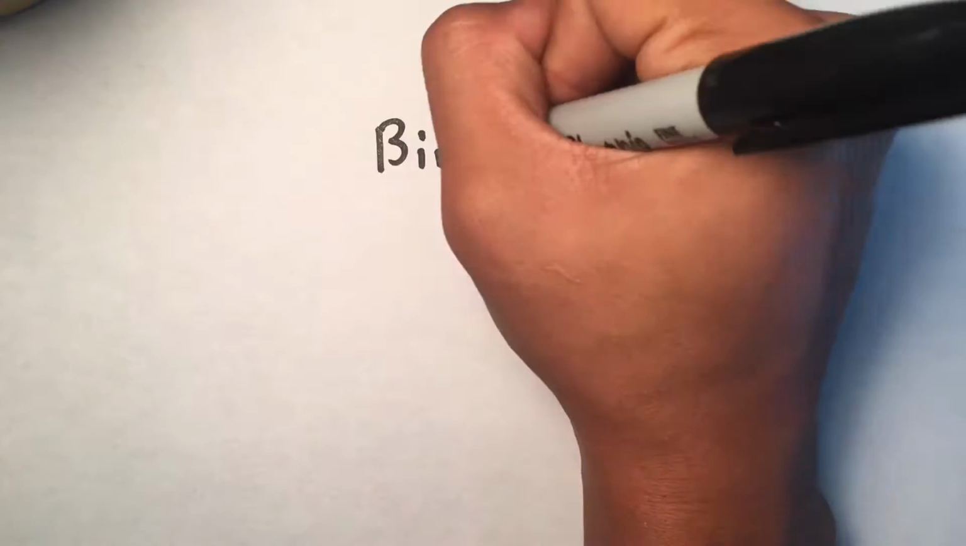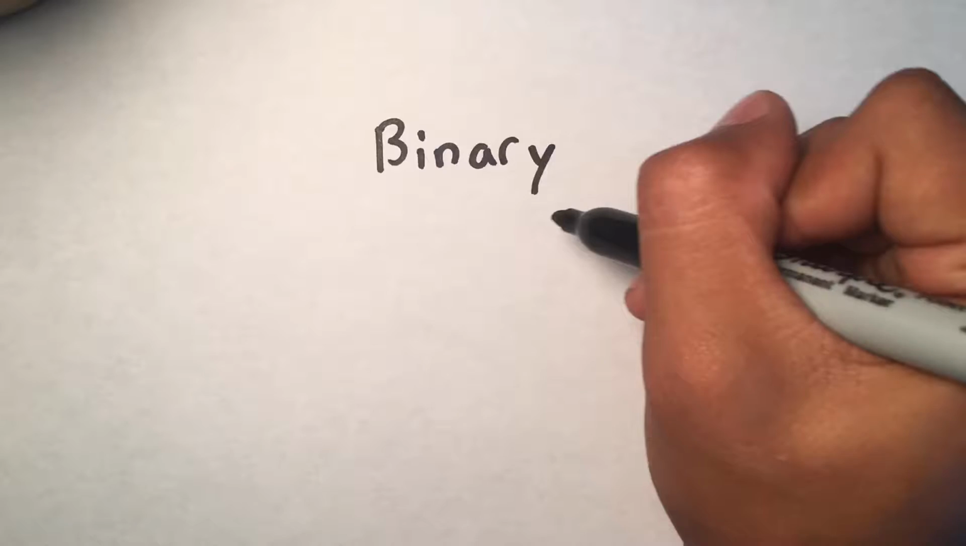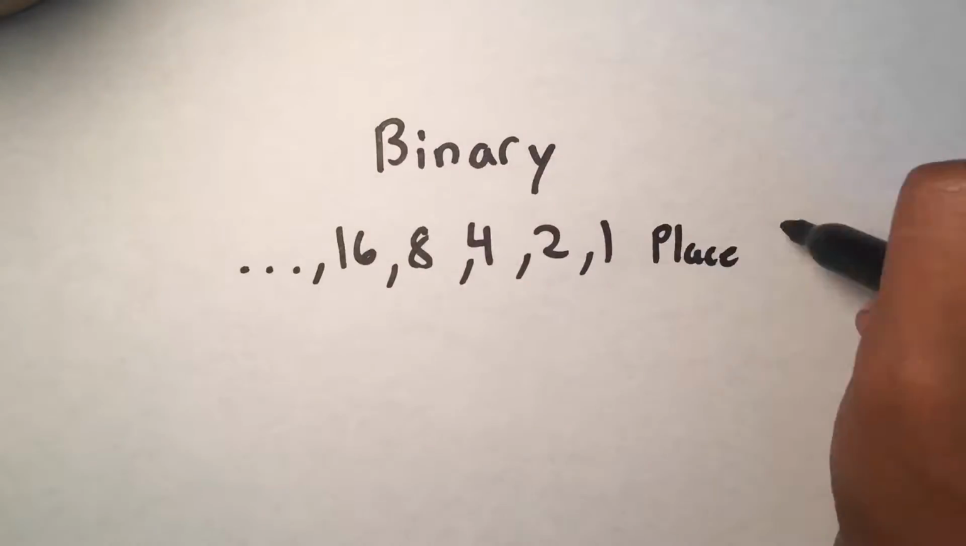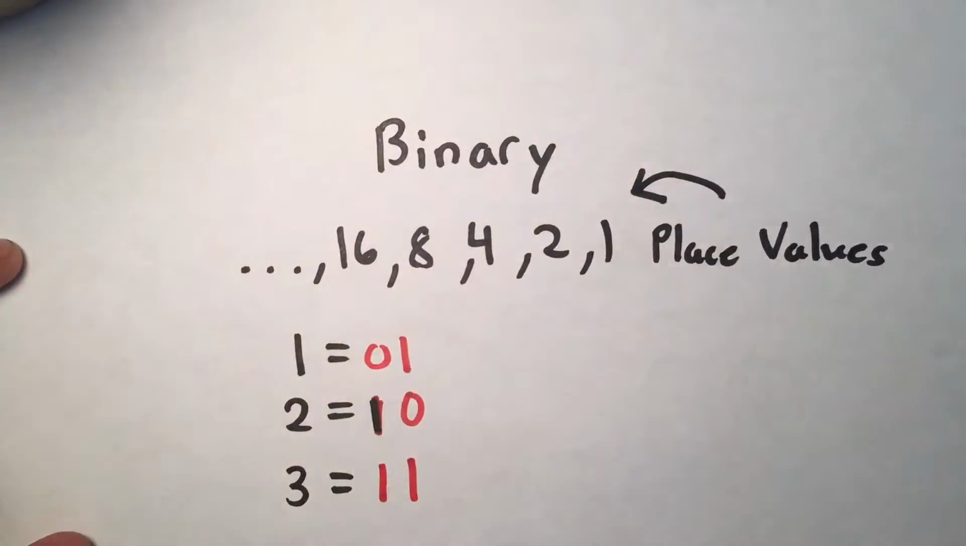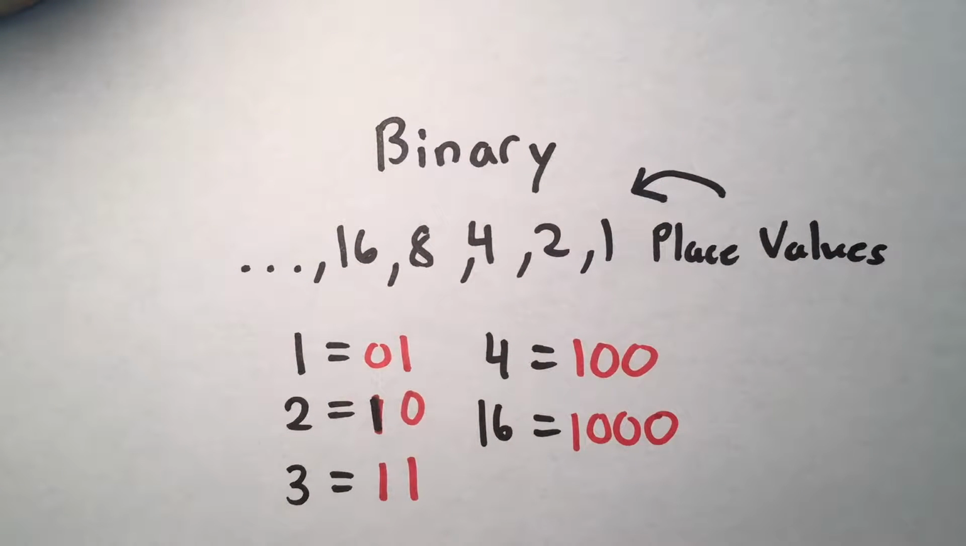The reason why these transistor switches are important is because computers use binary, which is composed of only ones and zeros. Instead of the base 10 system that we use, the place values for binary are powers of 2. This means that the number 2 in binary is actually 1, 0. A 4 in binary is 1, 0, 0, and an 8 in binary is 1, 0, 0, 0.